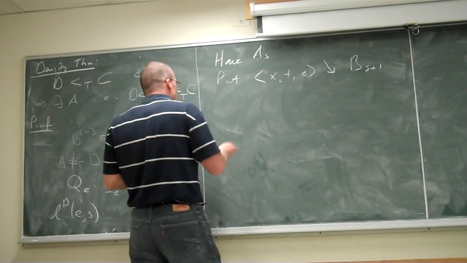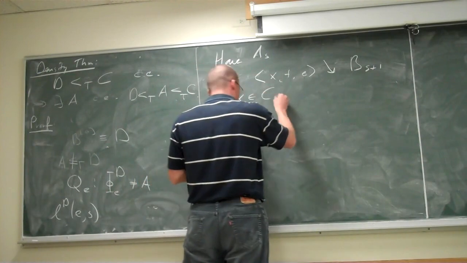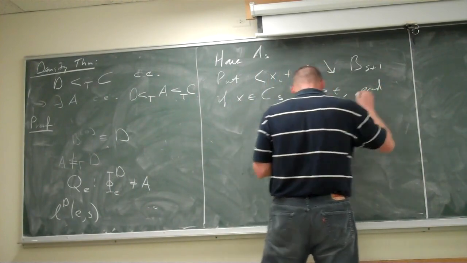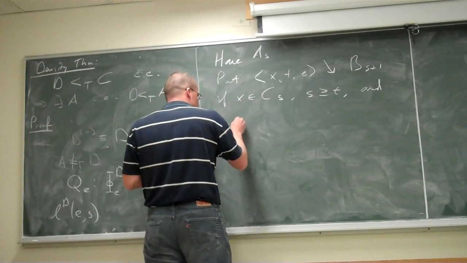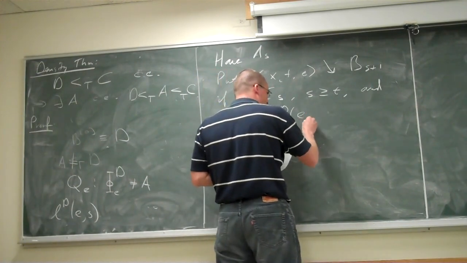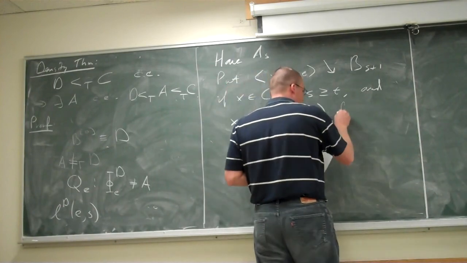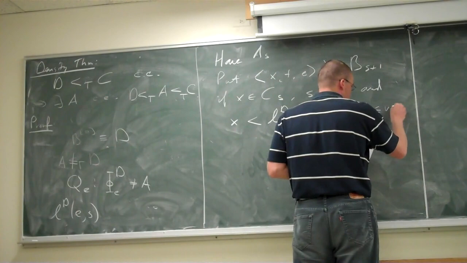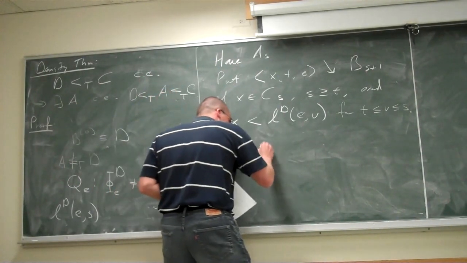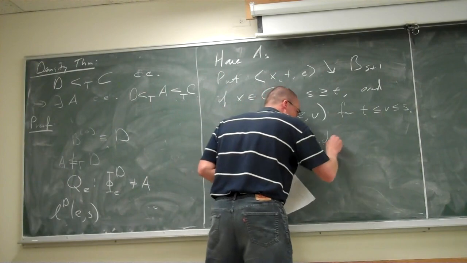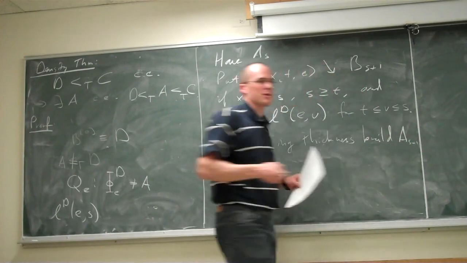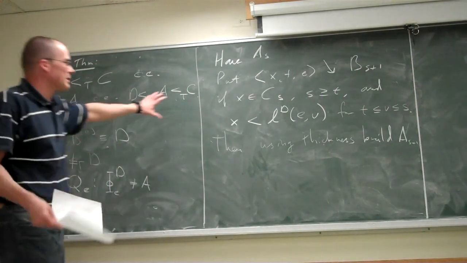B_{S+1} if X is in C_S, S is greater or equal to T, and X is less than the length of agreement with D for the E computation at stage V for T less than or equal to V less than or equal to S. And then, using thickness, build A_{S+1}.